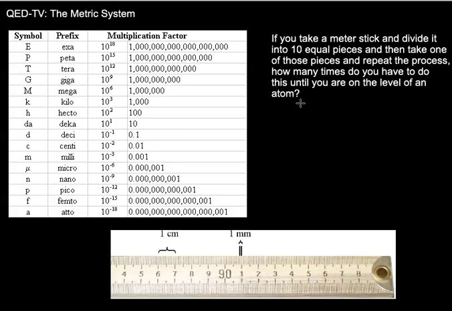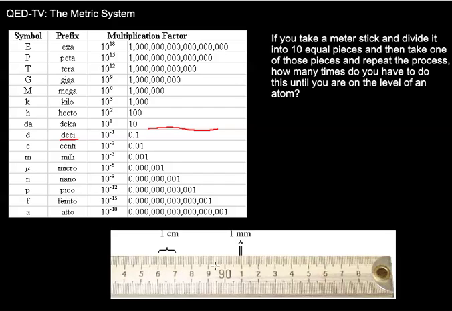This is a really good question to ask people to see if they understand scales of the metric system. If I take a meter stick and I divide it up into 10 pieces, right here I'm going to start with a meter. If I take that and divide it up into 10 pieces, what would one of those pieces be called? Well, it would be this one right here. It would be a decimeter.